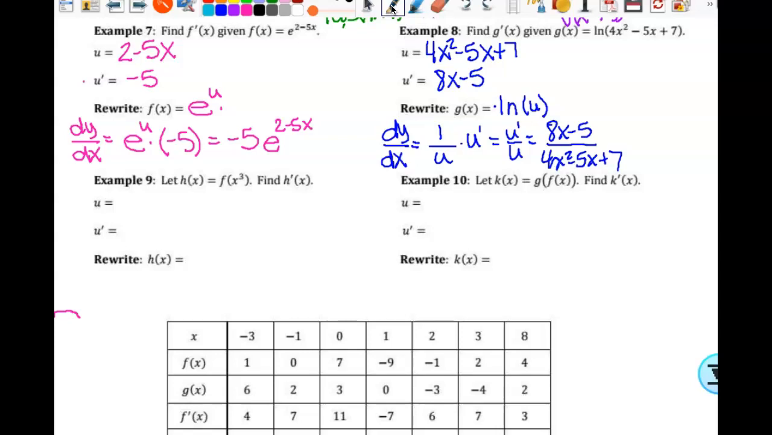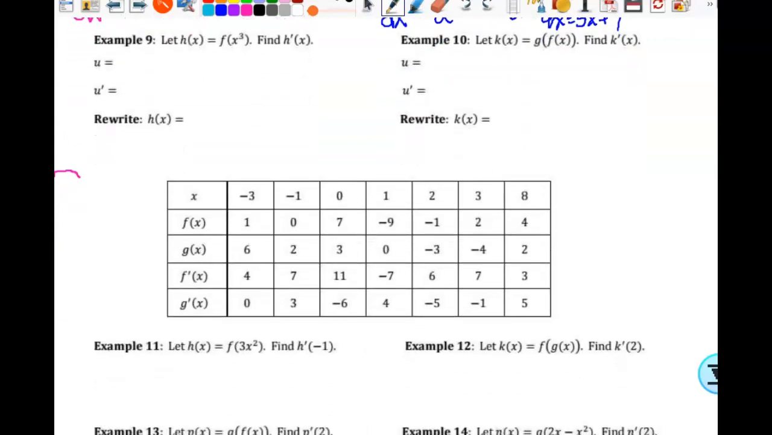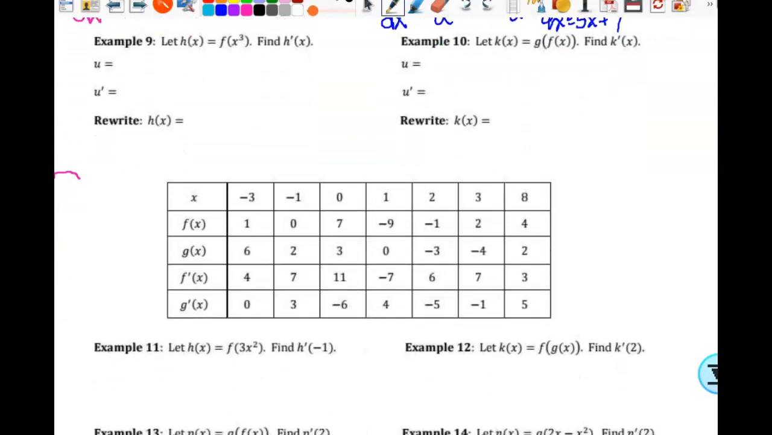All right, perfect. All right, so let's look at example 9. Okay, you go ahead and do that one.